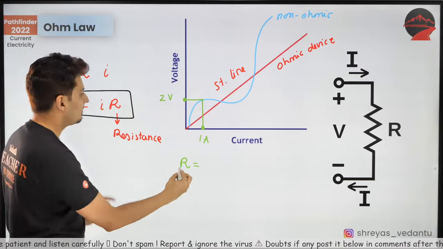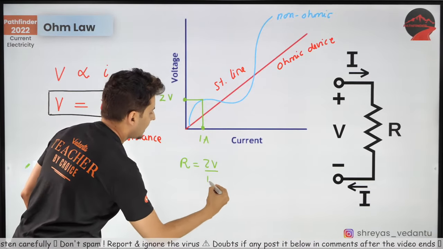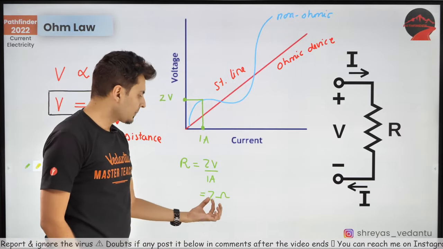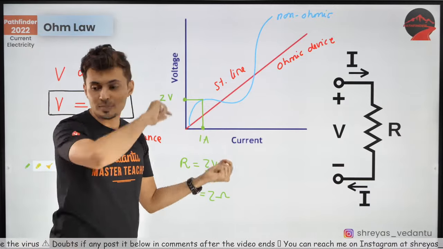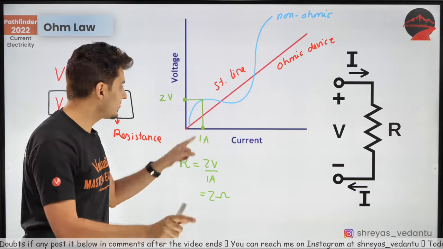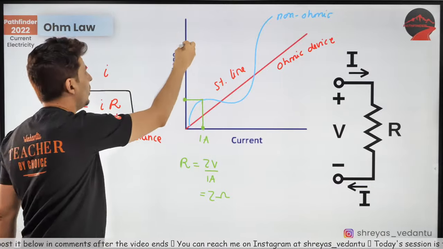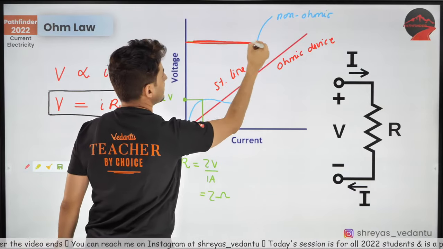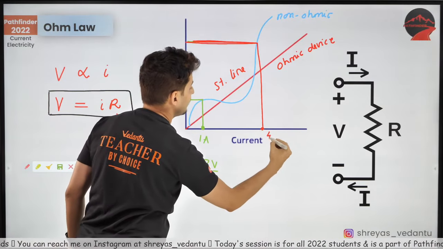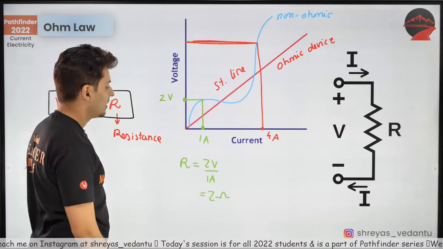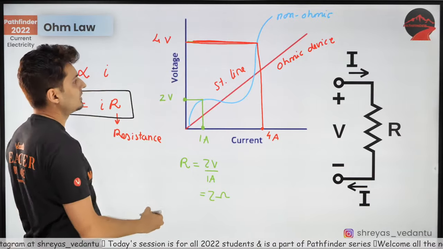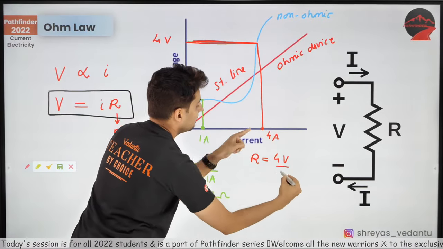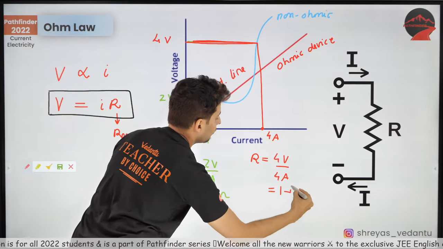R is equal to V by I. V by I will give me 2 ohms. Ohm is the unit of resistance. So 2 ohm is the resistance at this point. If you take some other point, let's say somebody takes this point, let's say the current here is 4 amperes and the voltage here is 4 volts. If you measure resistance, which is voltage divided by current, you are going to probably get 1 ohm.